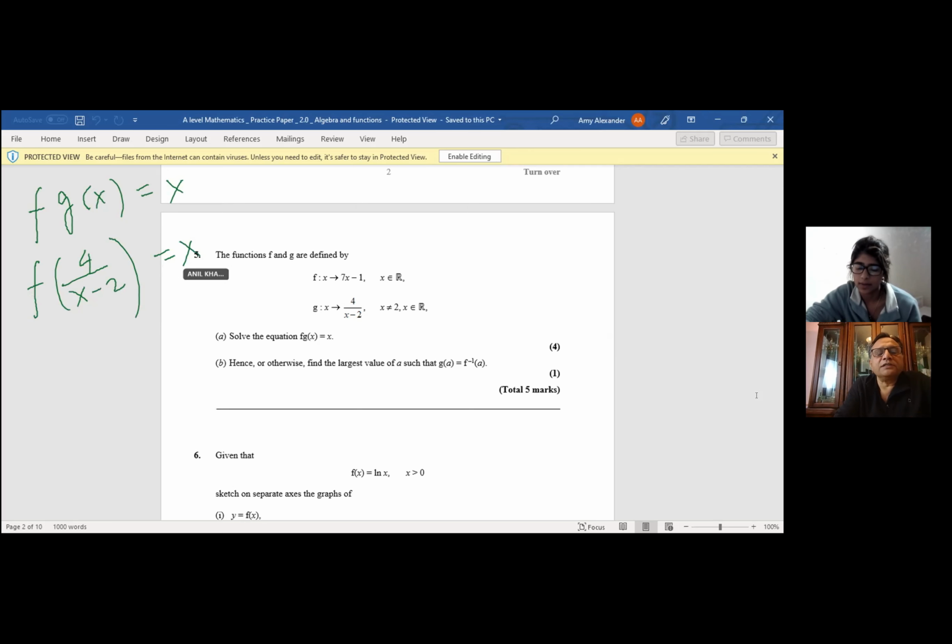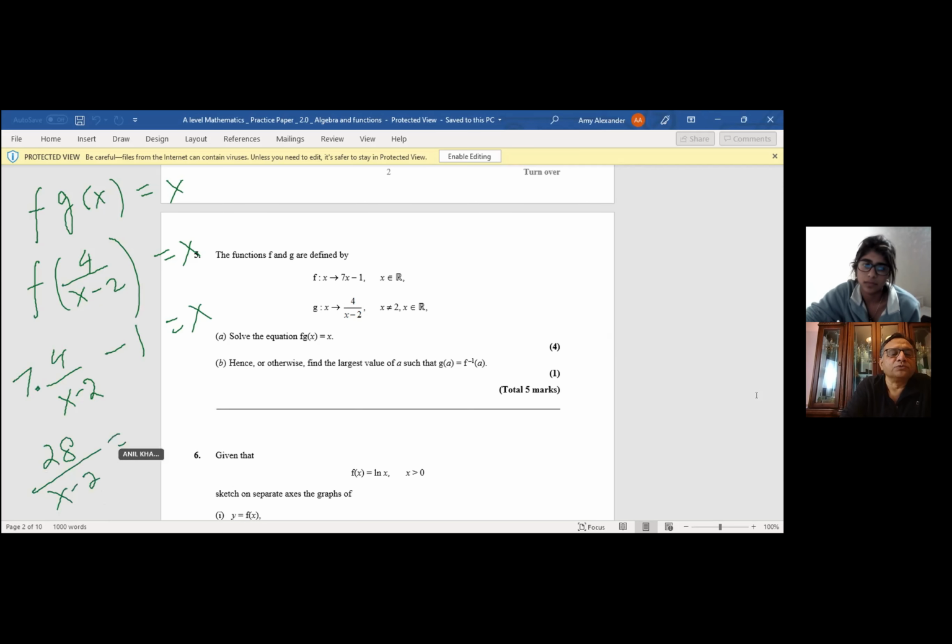Right. Now the function is given to you, f as 7 times x minus 1. So this becomes 7 times 4 over x minus 2, that is 7 times the x thing, right? Minus 1. Do you understand? 7 times 4. And that is equal to x. Is that okay? Yeah. So you can say that is 28 over x minus 2 equals x plus 1, taking this one on the right hand side. And then we cross multiply. So we get 28 equals x plus 1 times x minus 2.